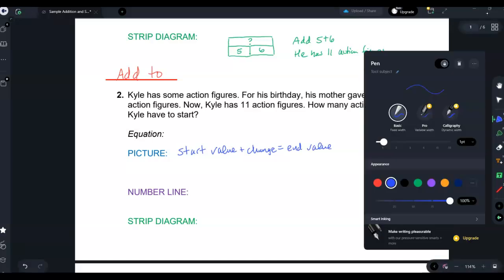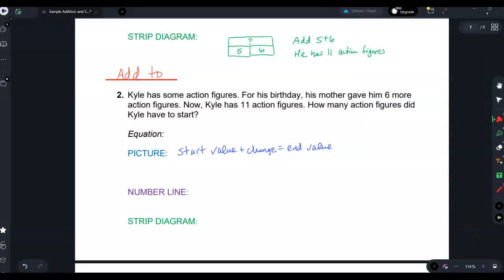So for this particular problem, what's the starting value? That's what I don't know. So we use question marks for what we don't know. So question mark plus, do I know the change? Yes, I know that the change is what his mother gave. And then do I know the total? Well, I need to know at least 2 of these values if I'm going to solve it. And yes, we know that now he has an ending value of 11. So this would be our equation. And then we could go ahead and draw that.